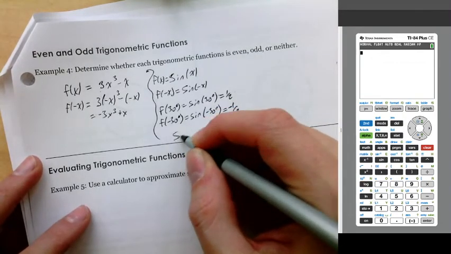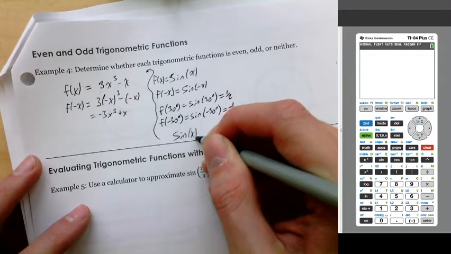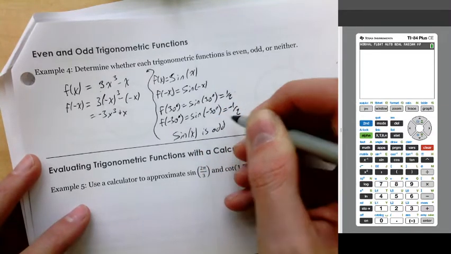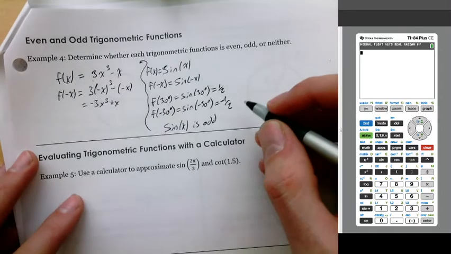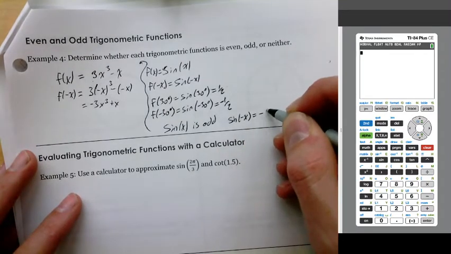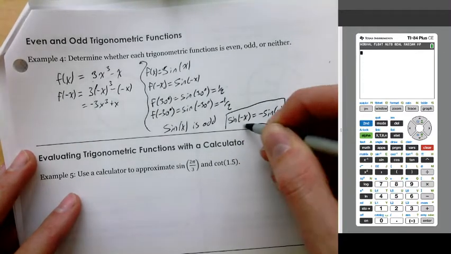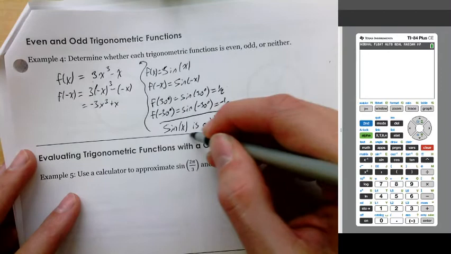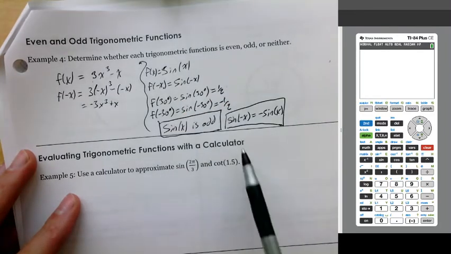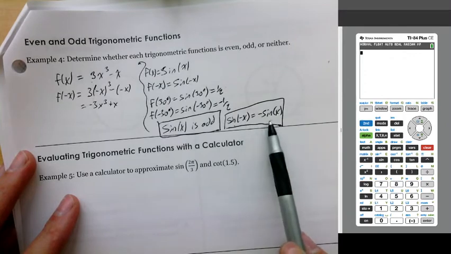So sine of x is odd. And what that means is that if you have sine of negative x, that's equal to negative sine of x, okay? You definitely want that down for sure. And you want to know that sine is odd. So sine is odd, and because it's odd, it has this property. Sine of negative x equals negative sine of x.